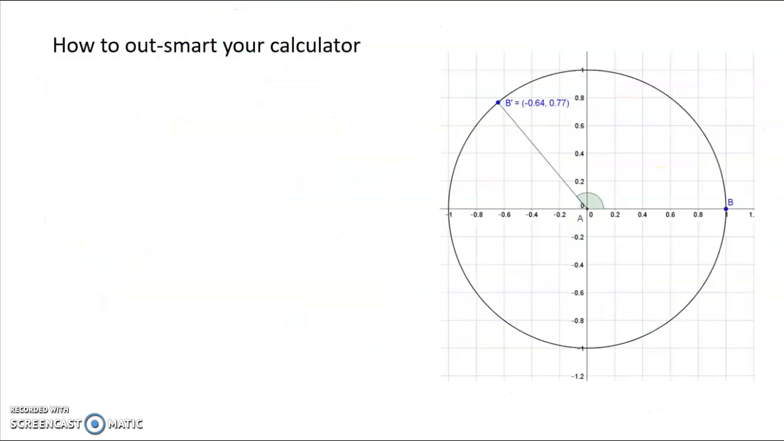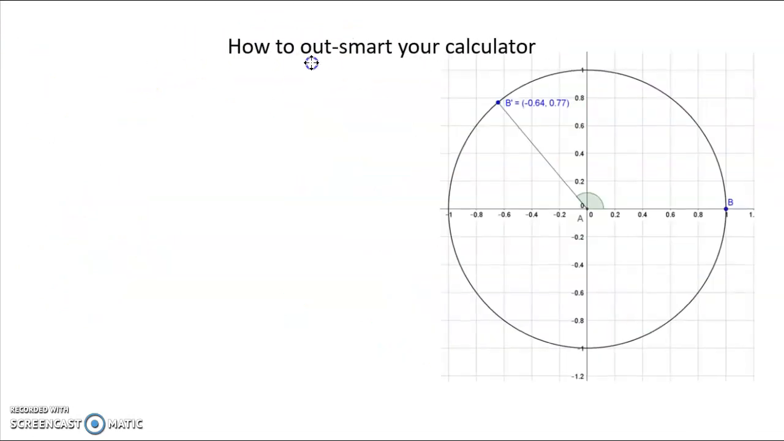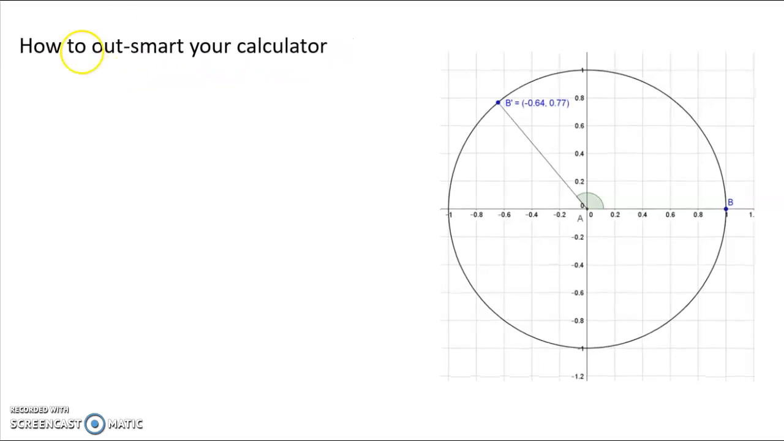Here's the problem though. We're going to need to outsmart our calculators, because our calculator gives us the wrong answer if we were to put in sine theta equals 0.77. It's going to give us a theta in the first quadrant.